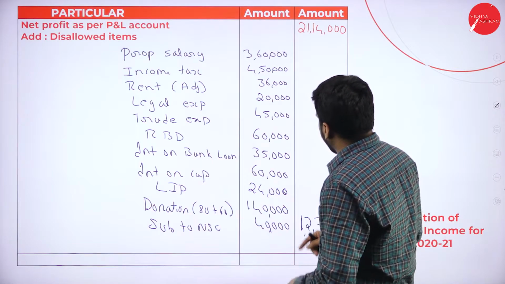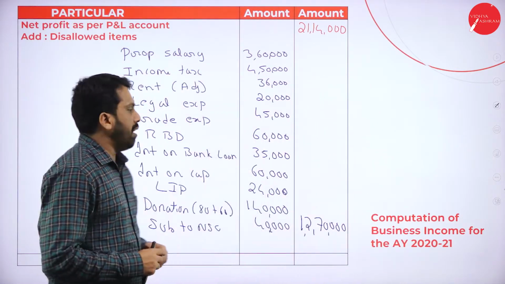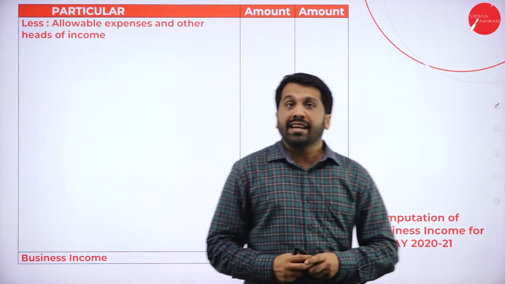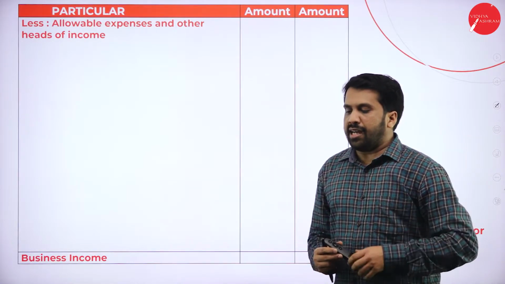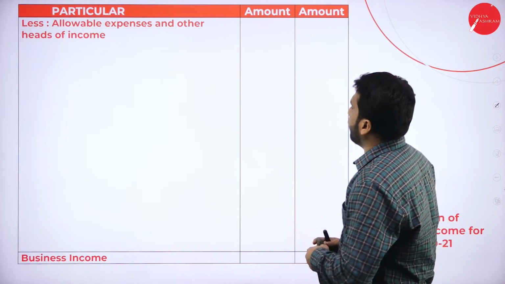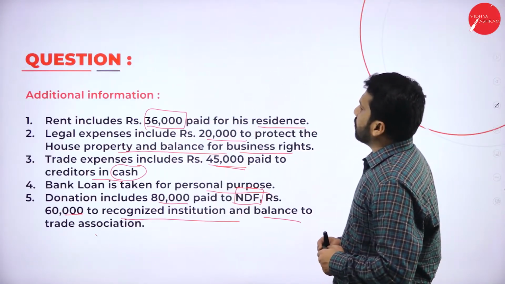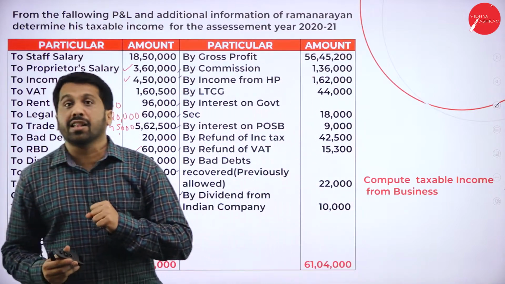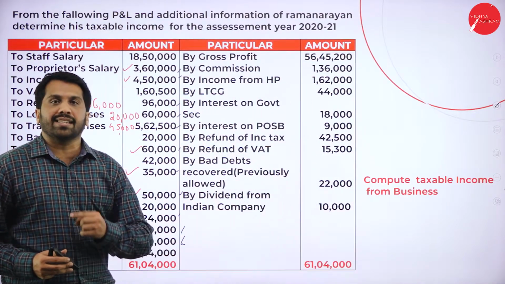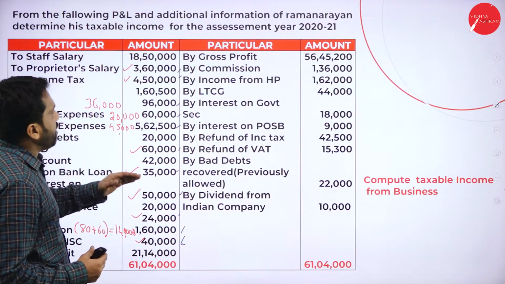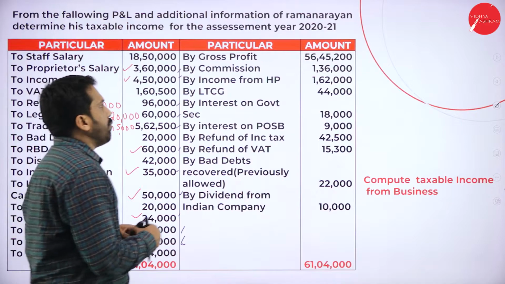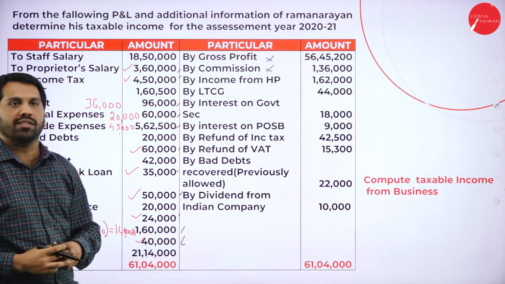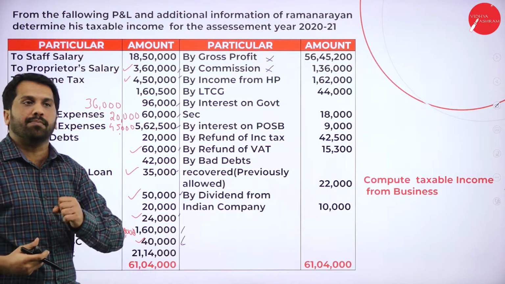Now, once you are done with 12,70,000, the next part will be allowable expenses or income from other heads. Now, I'll go back to this. All your credit side of your P&L comes under allowable, or we can call it other head income. Now, as per this, what do we have? Remember, we will not consider gross profit. We will not consider commission because those are part of your business.